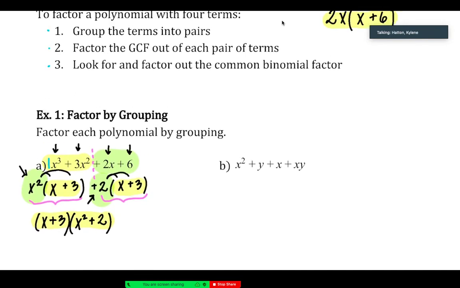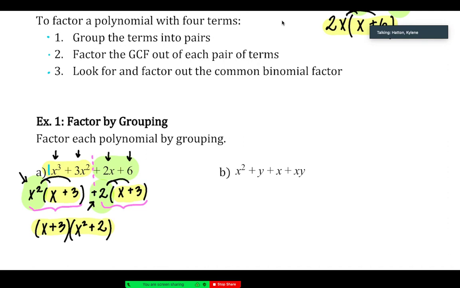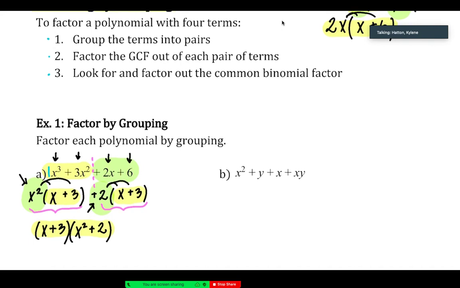So just to kind of recap and go back through the steps, we first grouped them into pairs. That's what we did at first, was just separating the expression into halves. And then the second step, factor the GCF out of each pair of terms. That's what we did in this second row right here. We factored out the GCF of x squared from the first pair of terms, and then we factored out the 2 from the second pair of terms. And then for step 3, we looked for and we factored out the common binomial factor, which was that x plus 3.